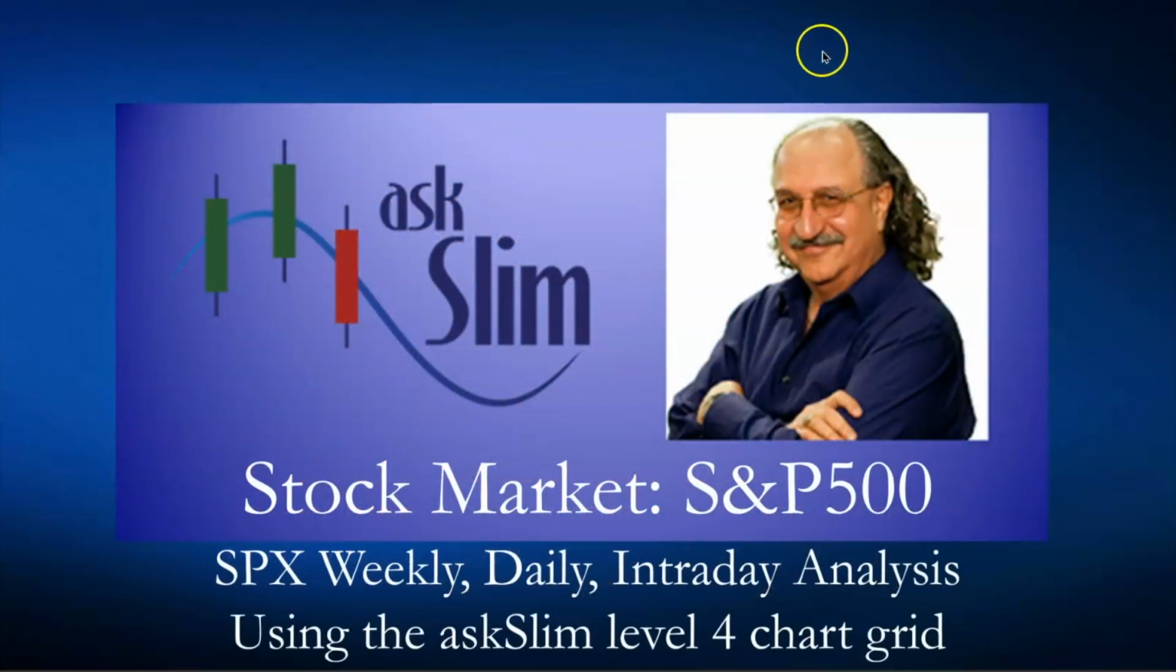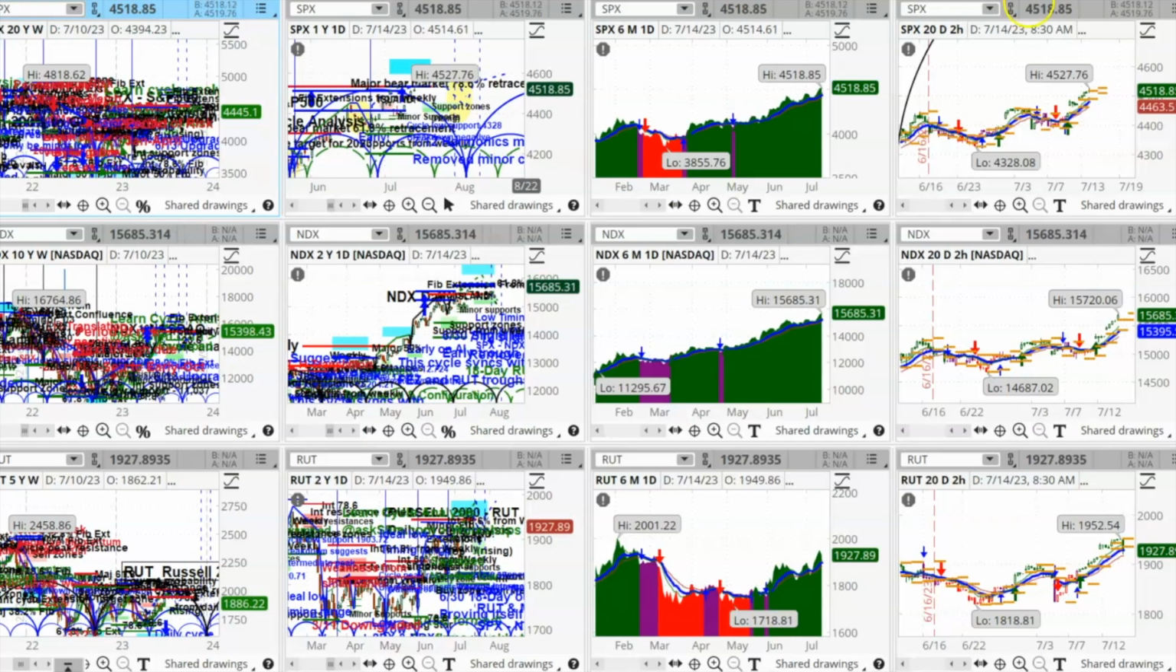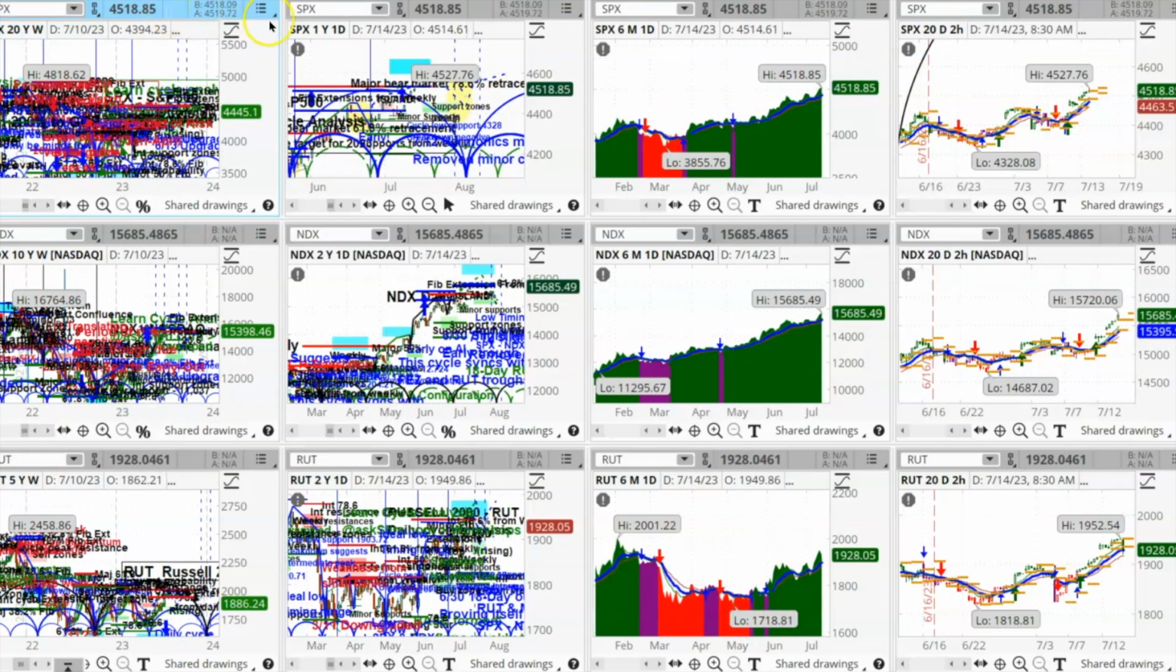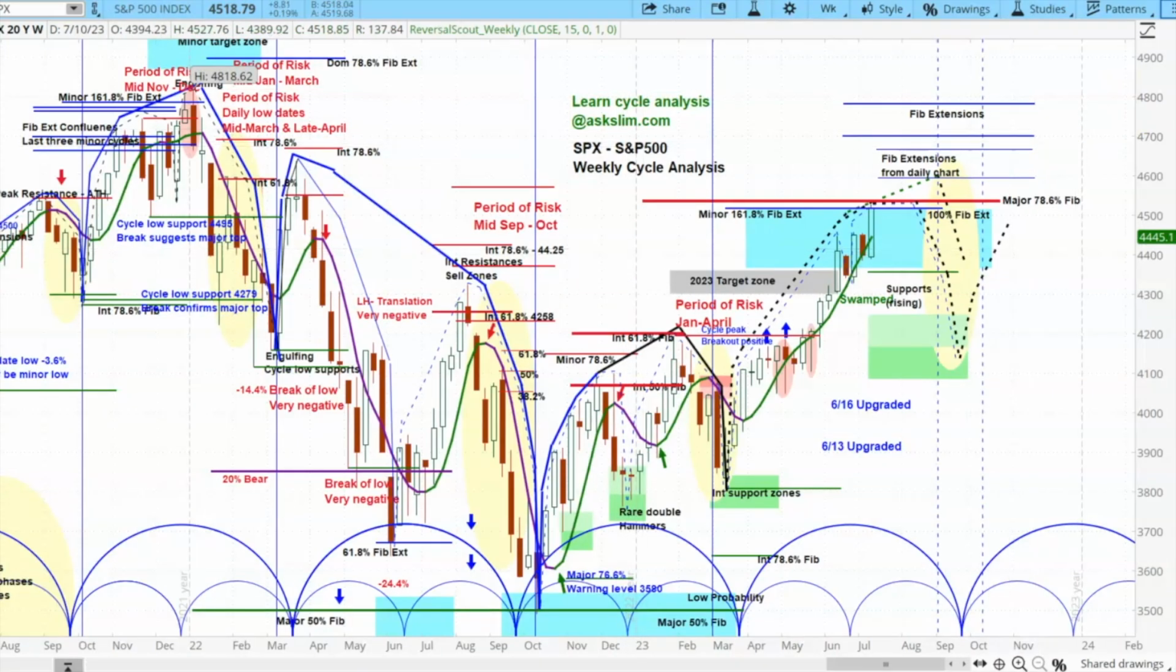This is the askSlim.com level 4 chart grid that I'm going to share with you right now. And yes, this looks pretty messy. We're looking at the S&P 500, NASDAQ, and the Russell. What I'm going to share with you on here is the S&P 500. And when I blow these up, you're going to see that it is quite clear. So this is our normal analysis right over here, and I'm going to share with you this analysis.